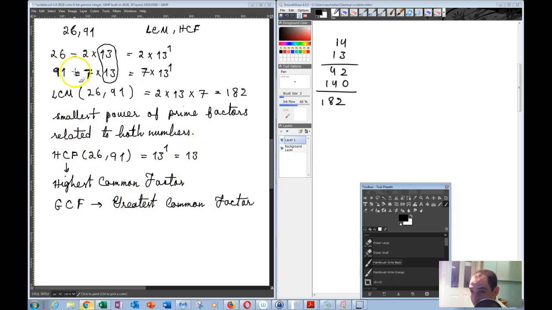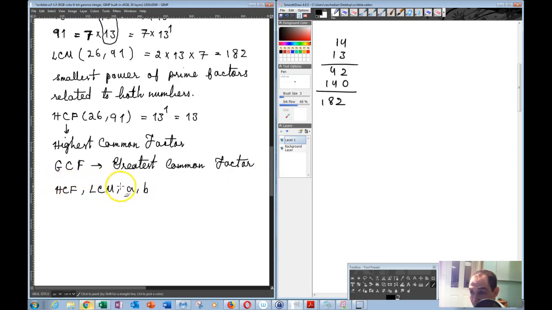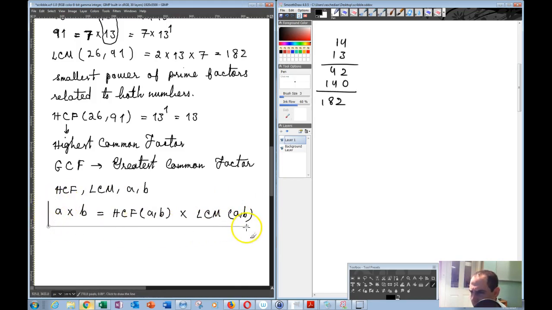So that's basically 13. Now the HCF and LCM of these two numbers are 13 and 182. And in the previous video we said that there was a relationship between the HCF of two numbers, the LCM of two numbers, and the two numbers themselves. Meaning that if you take your two numbers as A and B, and you multiply those two numbers, that's always equal to the HCF of A and B times the LCM of A and B. So this relationship is actually always there, and you can use it everywhere.